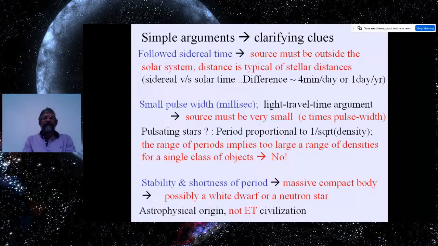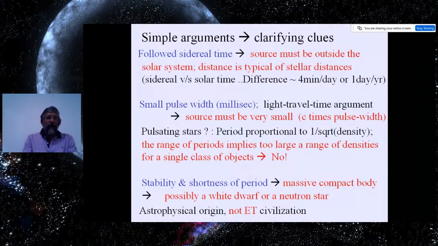Then, by looking at the pulse width, which was of the order of a few milliseconds or maybe 10 milliseconds, one uses this argument often in astronomy, and it can, in principle, be used on other occasions as well. It's called the light travel time argument, where if you see a finite width of a particular signal, you can say that the source must be correspondingly small. That means c times the pulse width should be the limit on the source size. Had it been bigger, we would have seen a wider pulse.